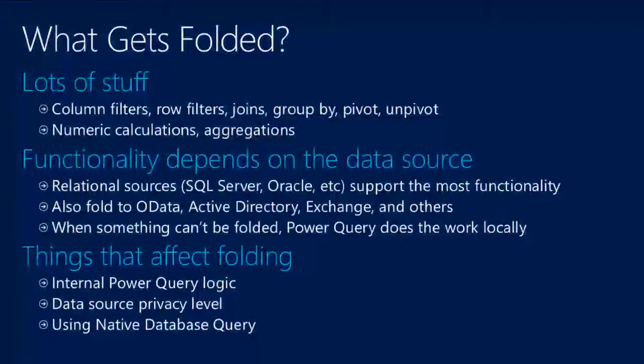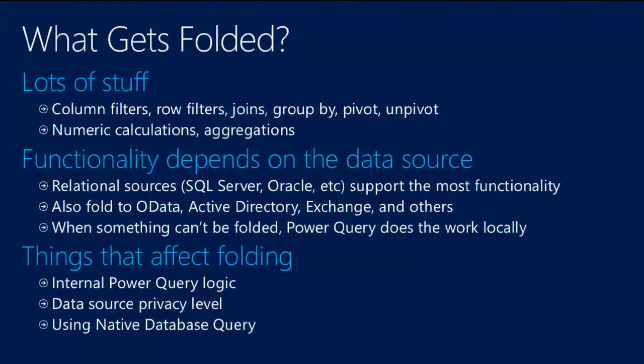So what actually gets folded? Lots of things get folded. So common things are column filters, row filters, group bys, pivot actions. What actually gets folded depends on the capabilities of the source system. So if you're talking to a relational system like SQL Server, a lot of the stuff you do can actually be folded to the source. One of the great things about Power Query is if you're talking to a system that can't be folded to, so you're reading from a text file, for example, Power Query will just do the work locally. So we say that there's no cliffs to the language. And regardless of whatever source you're connecting to, you can perform the same sets of transformations.